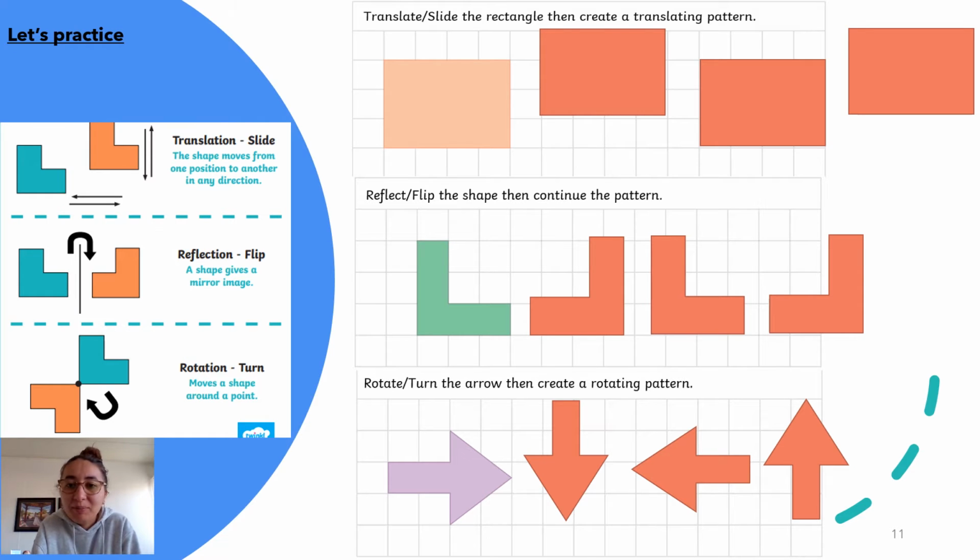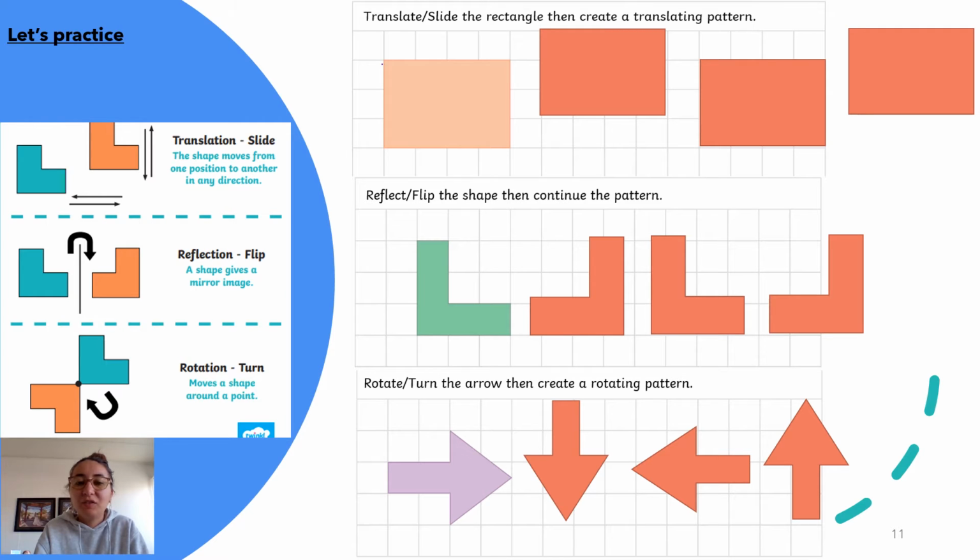Okay, so I've actually answered the questions here for you, for people who don't see the video and just see the slides. That way they've got the answers there and I'm not just drawing the answers on. So the first shape was the question. Here it says translate or slide the rectangle, then create a translating pattern.